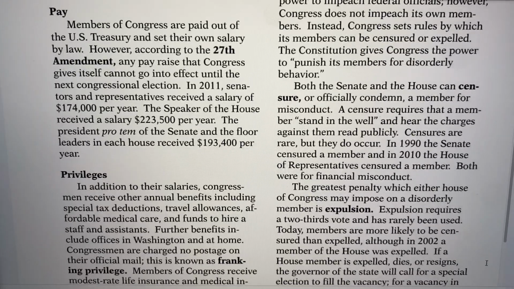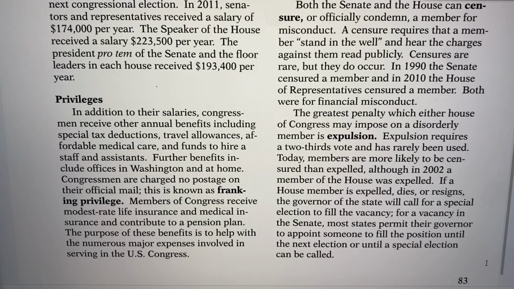The other type of penalty is expulsion. Expulsion is the greatest penalty for a disorderly member. You have to have a two-thirds vote of the Senate or the House. So it's rarely used, but two-thirds of the members have to vote to expel. In 2002, a member of the House was expelled, but it's very rare. If a member is expelled, dies, or resigns, who picks a new member? Well, the governor of that state. Say they were a senator from Alabama, then the governor of Alabama would either call for a special election, or in some cases appoint somebody to fill in that position until the next election.